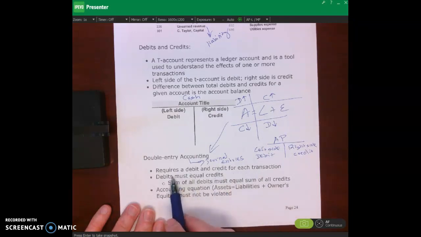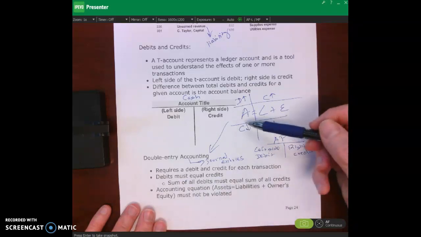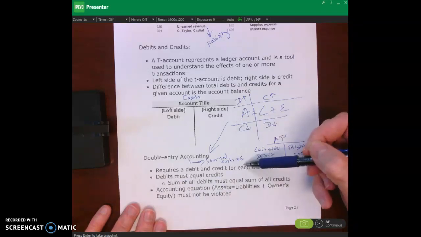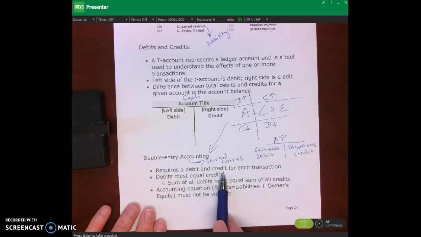And the total amount of the debits for each journal entry must equal the total amount of the credits. It doesn't mean that you can't have 5 debits and only 4 credits. That can be okay. It's just that the total dollar amount of the debits has to equal the total dollar amount of the credits for every single journal entry.